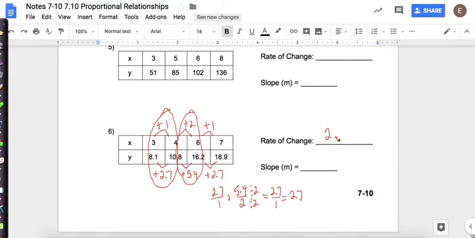So sometimes you might see a rate of change is a decimal. And then, of course, the slope is the same as the rate of change. So it's also 2.7. Now, you could change this to a mixed number and change it to an improper fraction. But just know if you see the decimal and they're all listed as fractions, you can convert them back and forth.